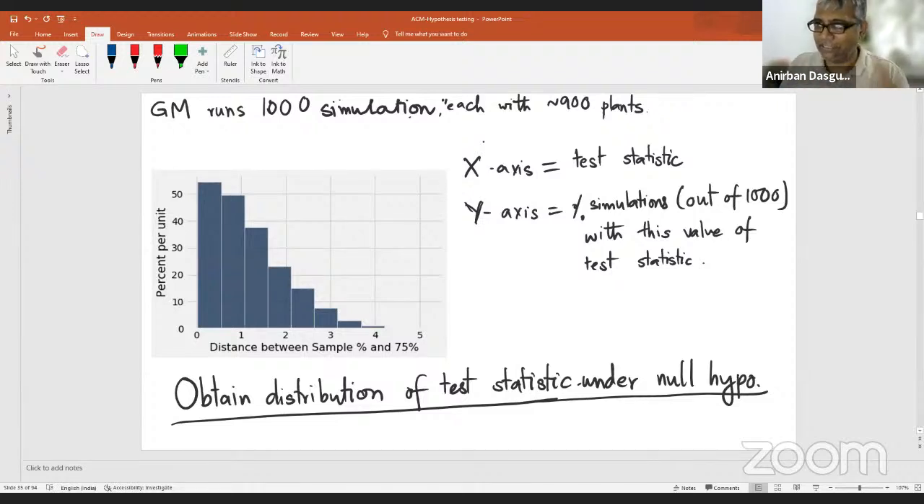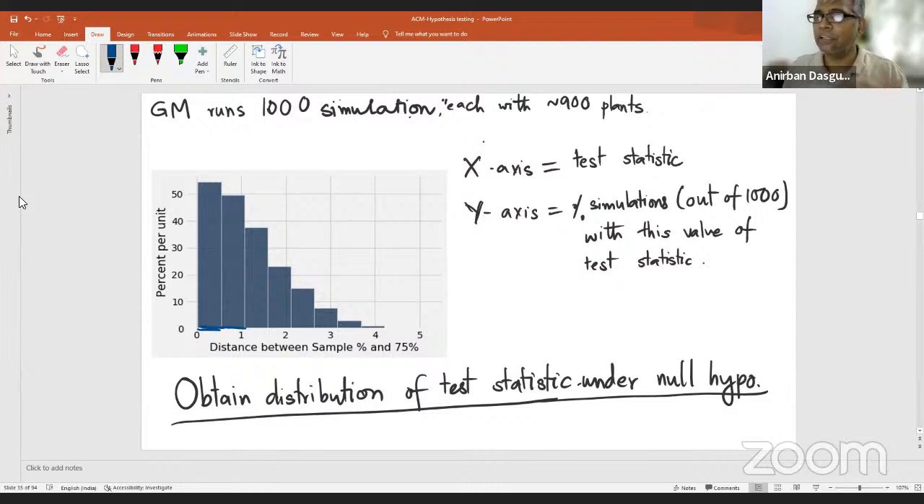The x-axis is the test statistic. Remember the test statistic: at the second generation, the percentage of purple flower plants minus 75. And the y-axis is, out of these 1,000 simulations, what percentage have this value of the test statistic. For instance, in the bucket between 0 and 0.5, what fraction of the 1,000 simulations have the test statistic in this bucket? That is what is plotted here.